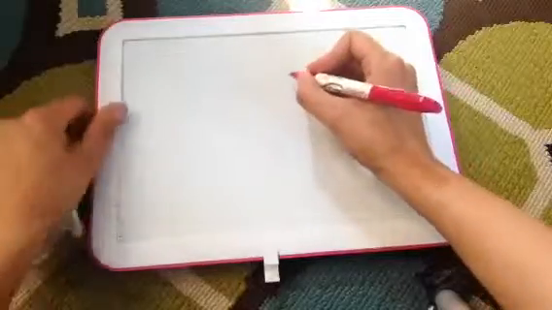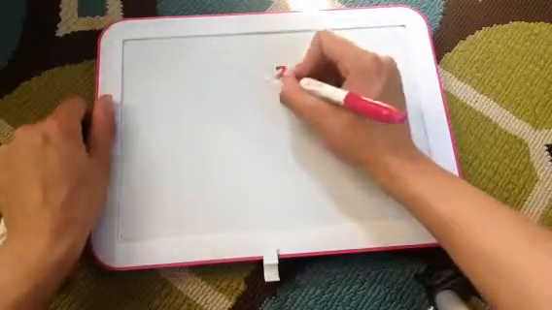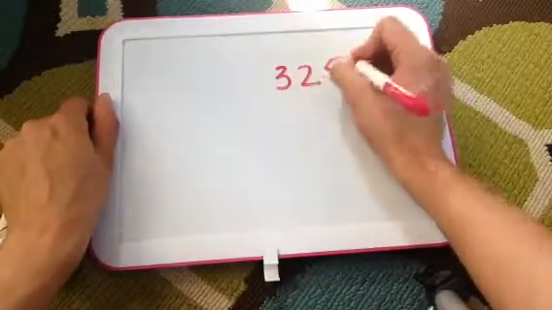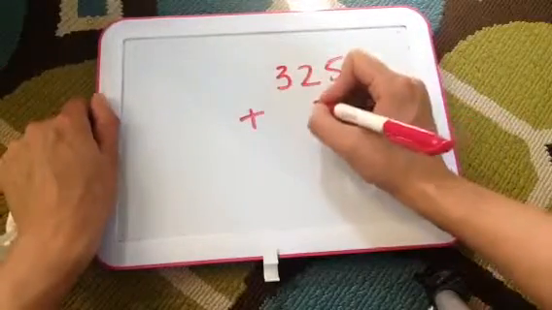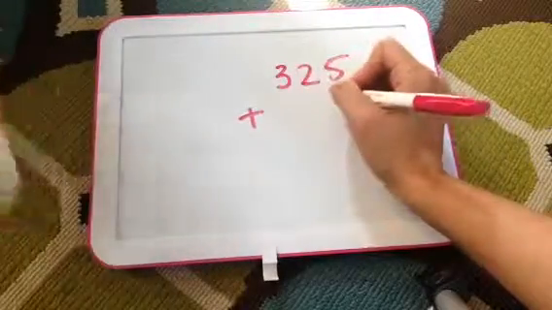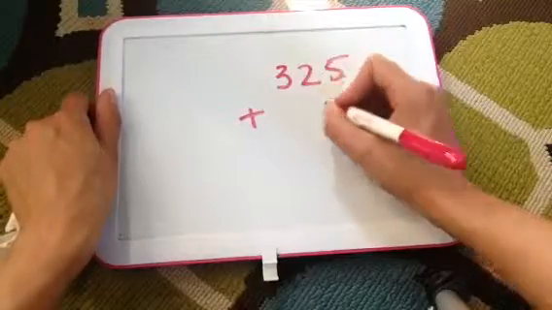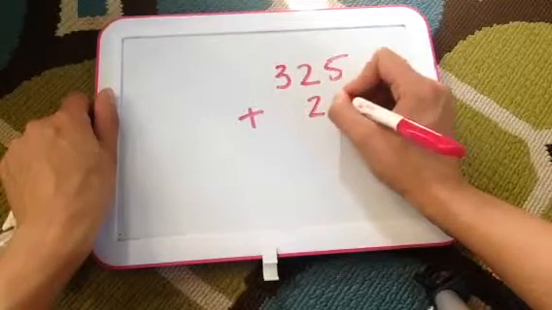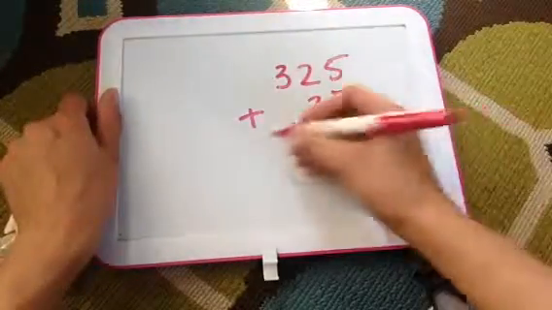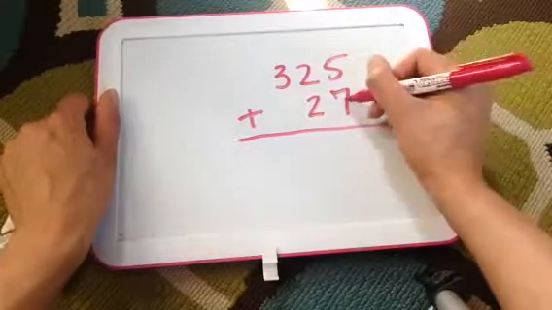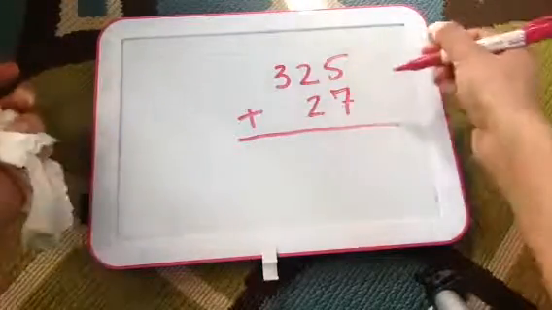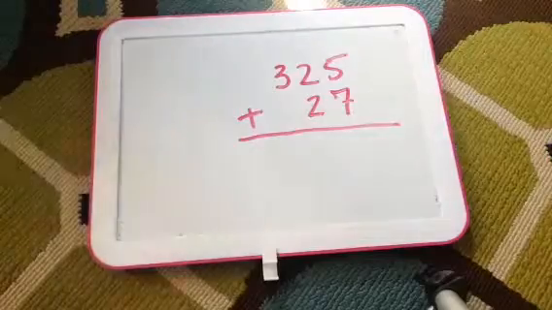You can even do this with 3-digit numbers. Okay. So we can add 325 plus, actually, let's just add it to a double-digit number. 27. Okay. Sometimes second graders, I write my sevens like that so that I don't get confused that it's a 1 or not.